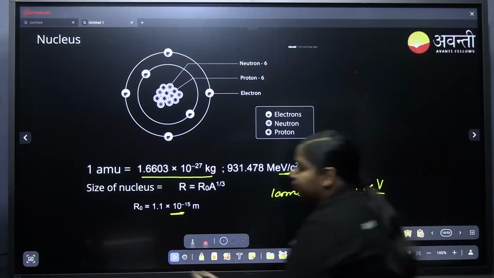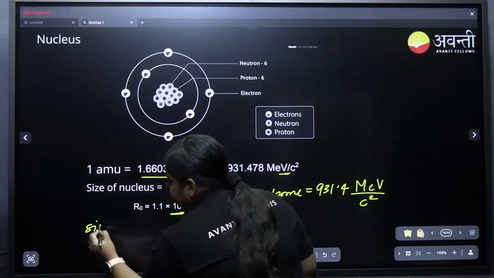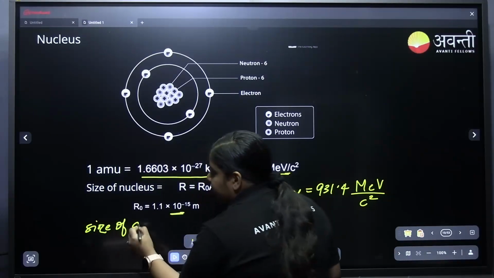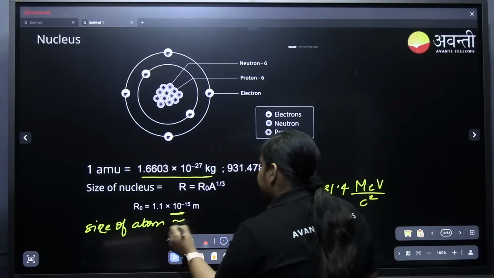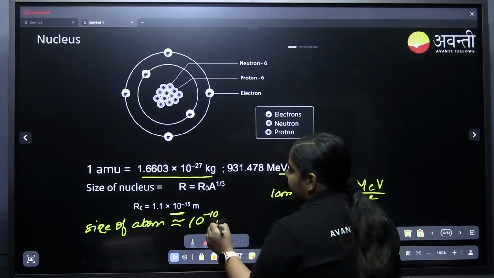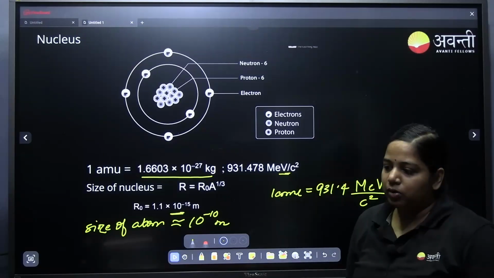Size of an atom, size of atom is approximately 10 to the power minus 10 meter, Armstrong. Okay.